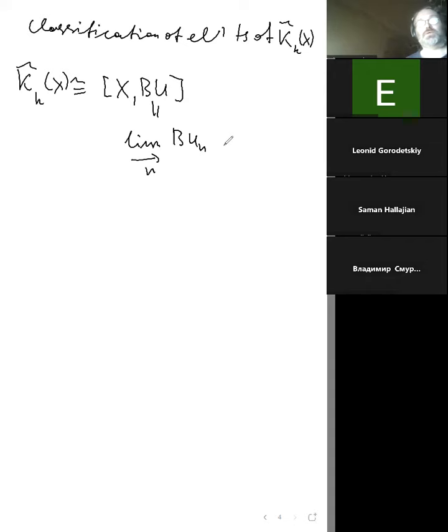Does everyone understand what BU(n) is, and which maps I take when I take the limit?